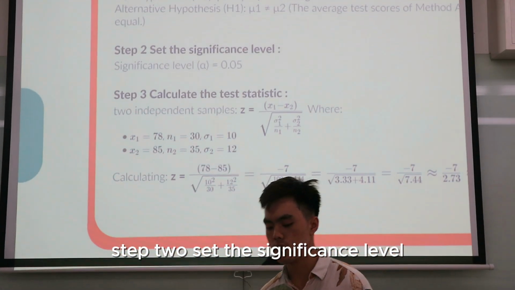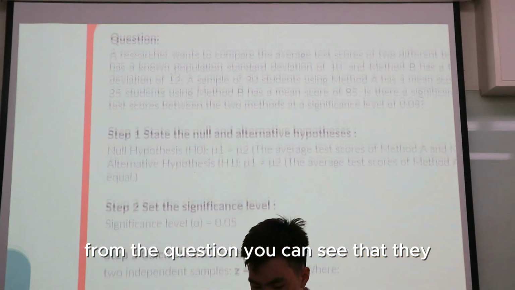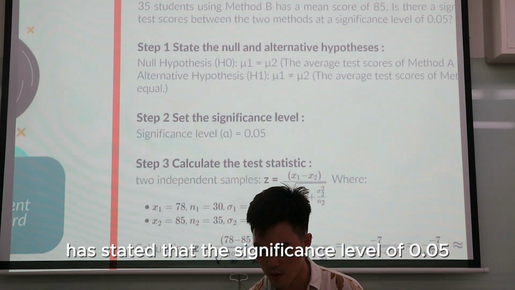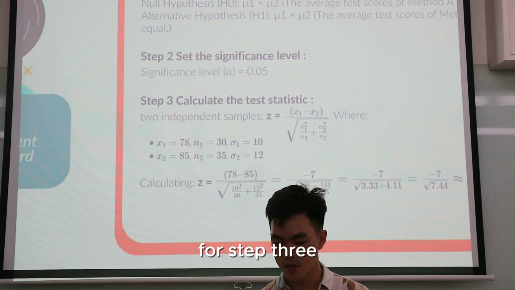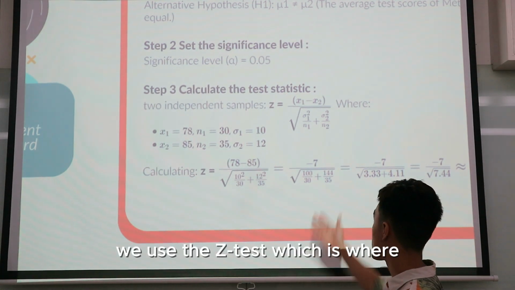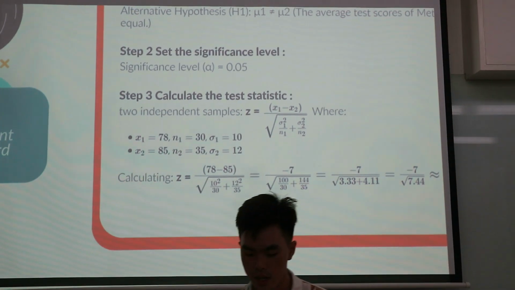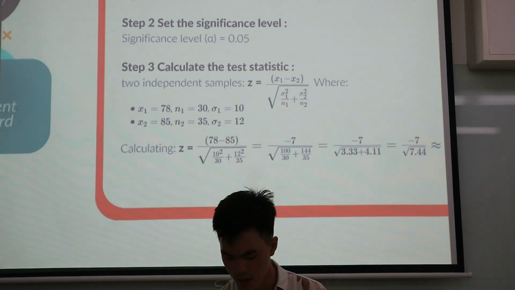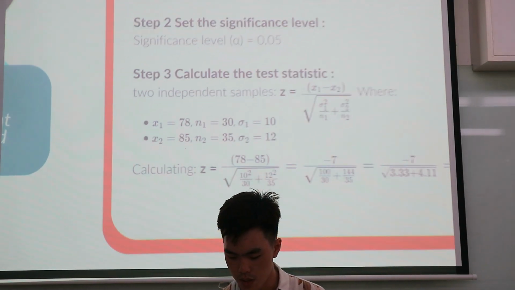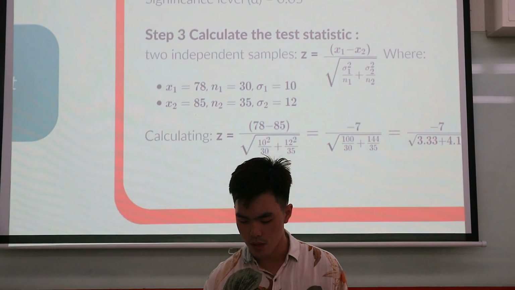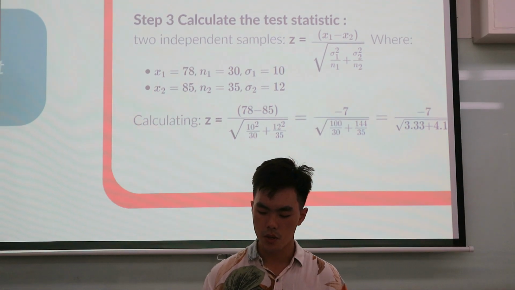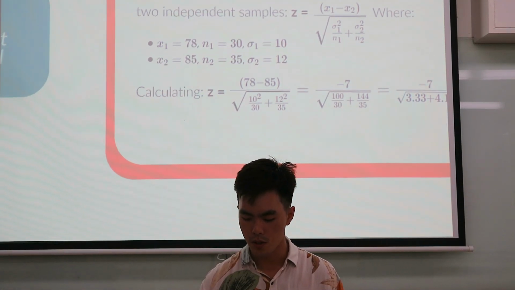Step 2, set the significance level. From the question, we can see that they have stated the significance level of 0.05, so we will use that. For step 3, because it is a two independent sample, we use the z-test, where x1 equals 78, n1 equals 30, sigma 1 equals 10, x2 equals 85, n2 equals 35, sigma 2 equals 12.